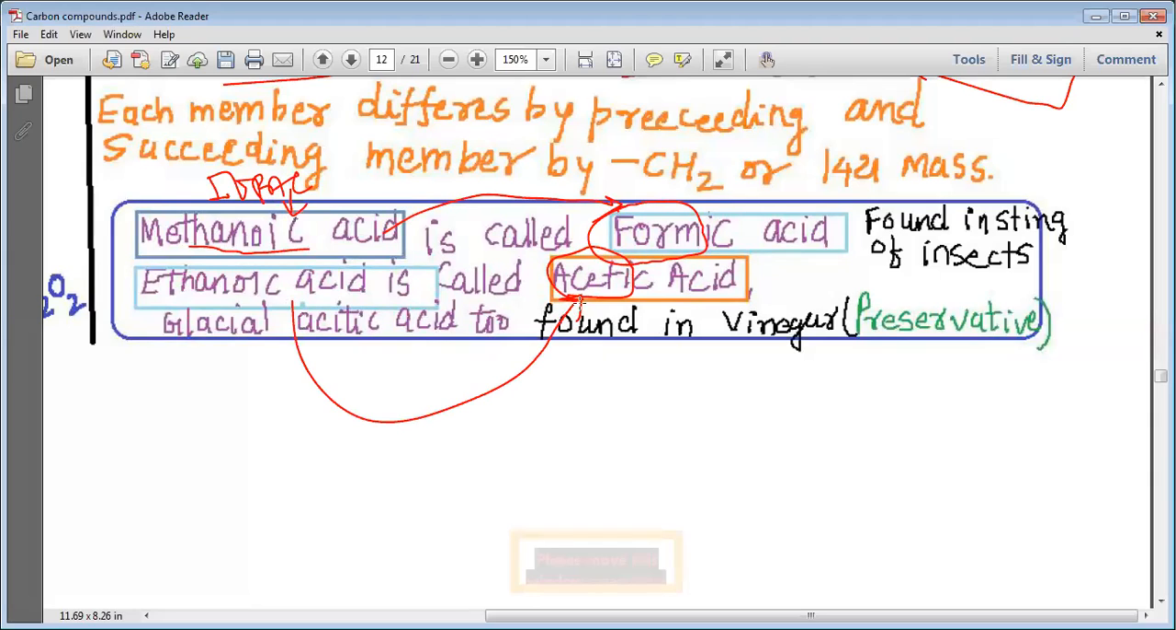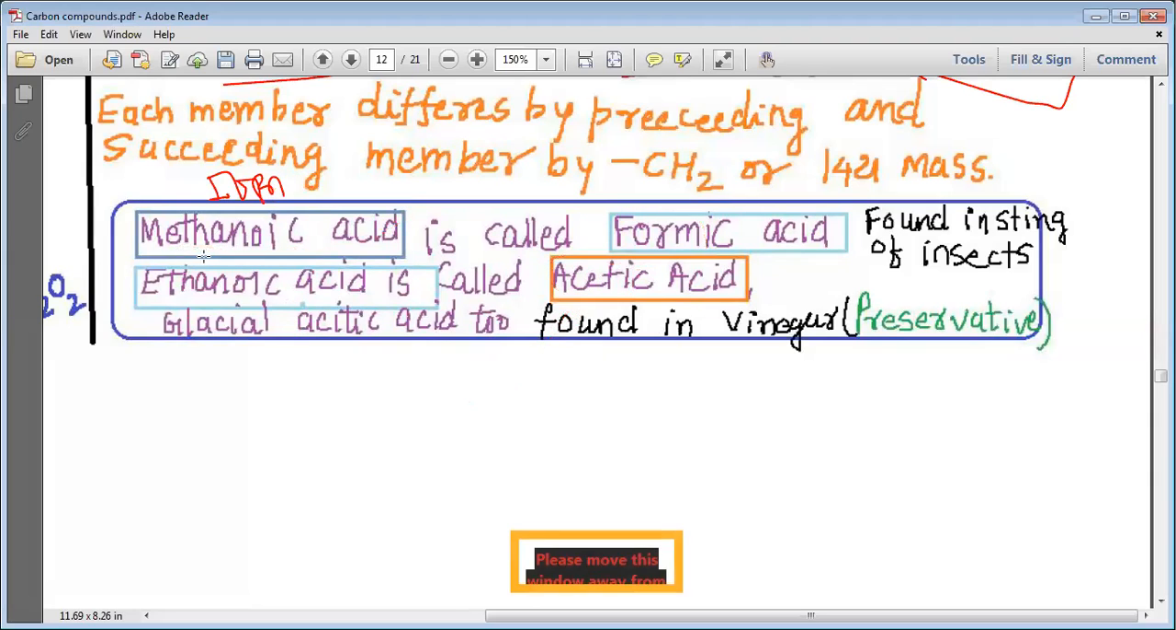So please remember that the carboxylic acid with one carbon in the IUPAC system is known as methanoic acid. In common name, it is known as formic acid. Ethanoic acid, which has 2 carbons, in common name is called acetic acid.